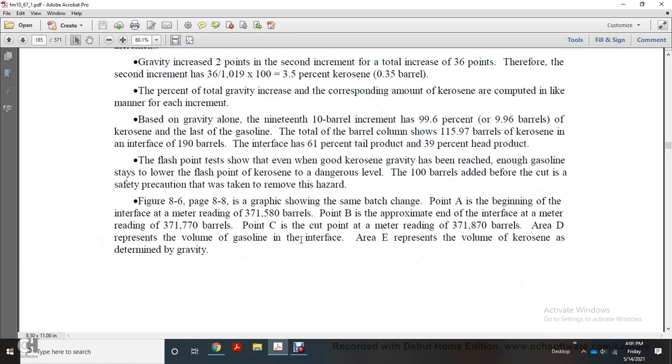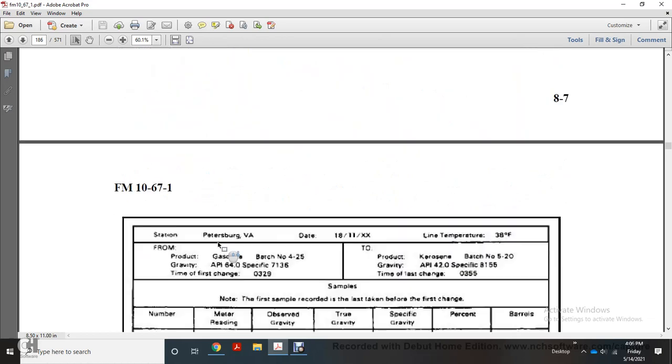Figure 86, page A8, shows graphically the same batch change. Point A is the beginning of the interface, with a meter reading of 371,580 barrels. Point B, the approximate end of the interface, has a meter reading of 371,770 barrels. Point C, the cut point, has a meter reading of 371,870 barrels. Area D represents the volume of the gasoline interface. Area E represents the volume of kerosene determined by gravity.